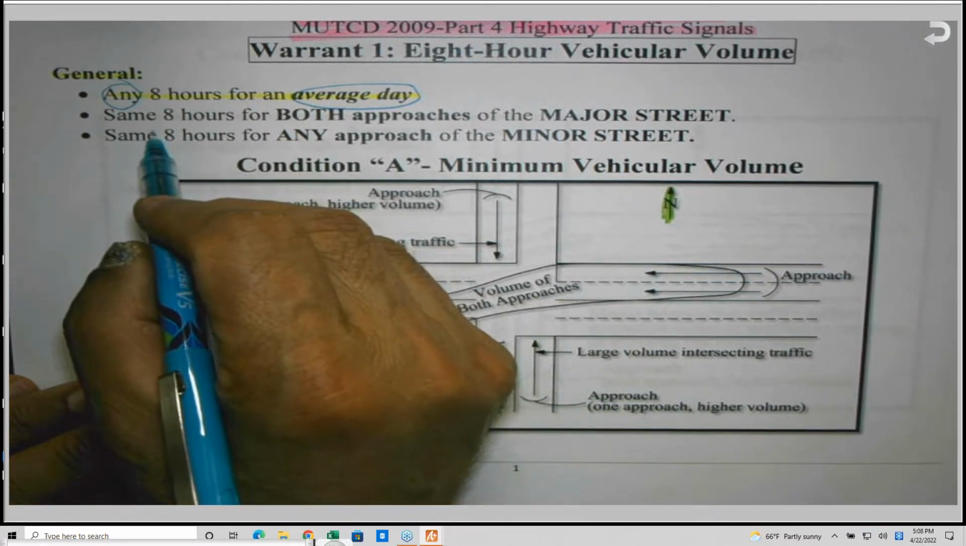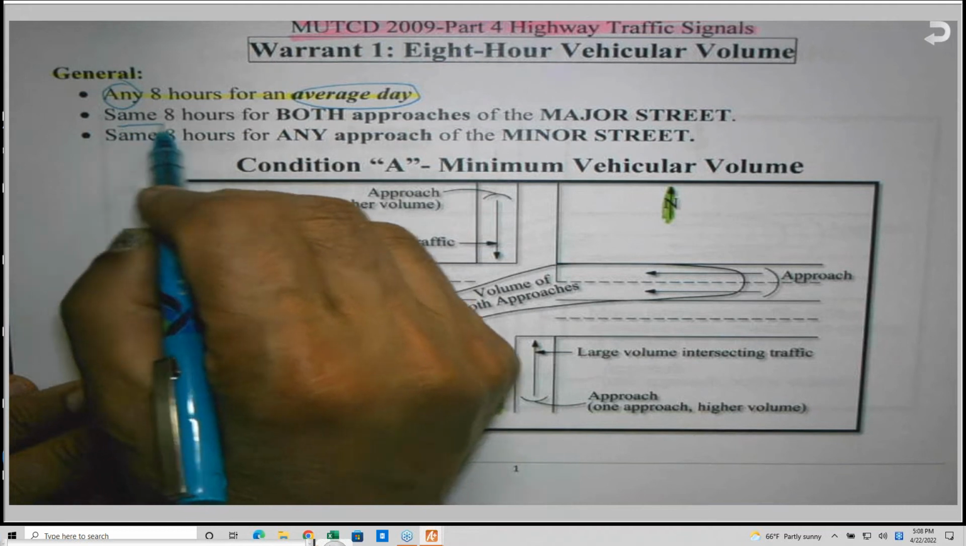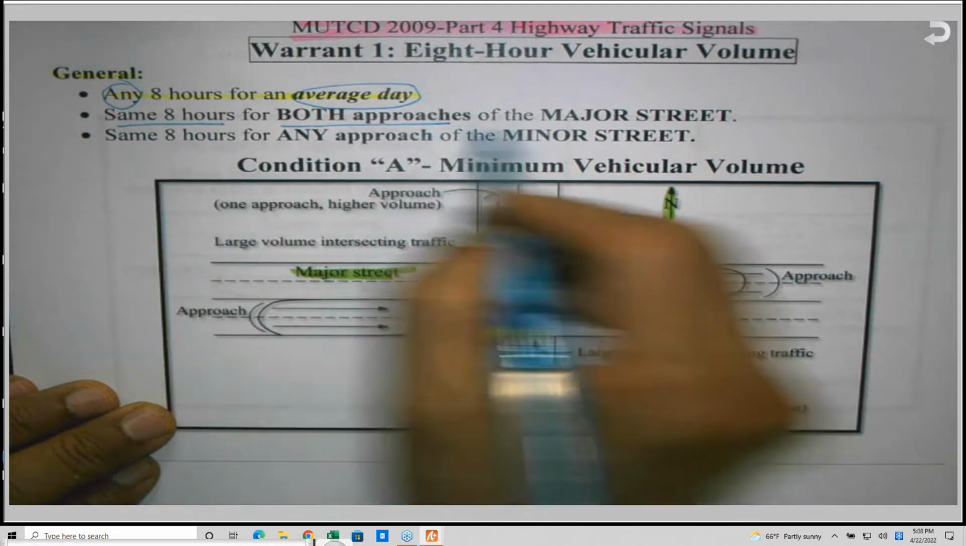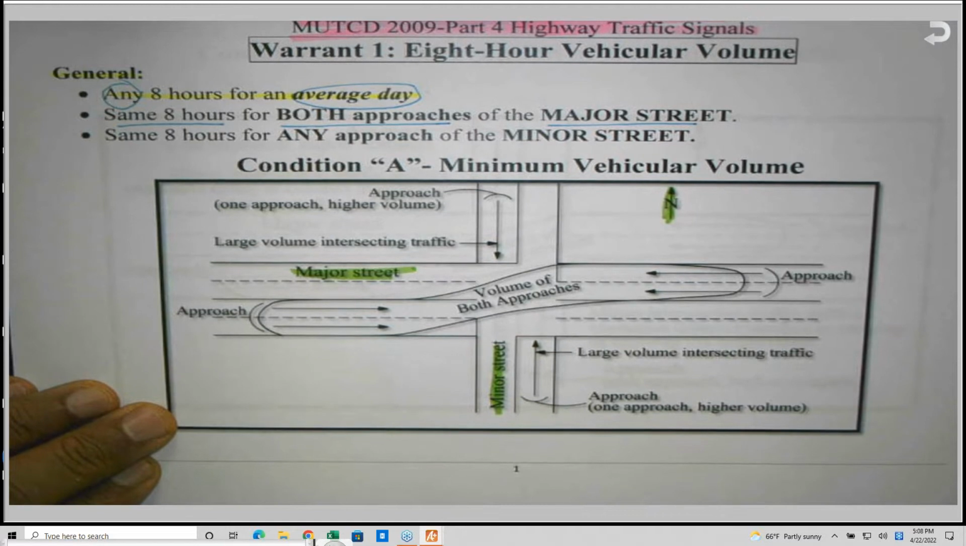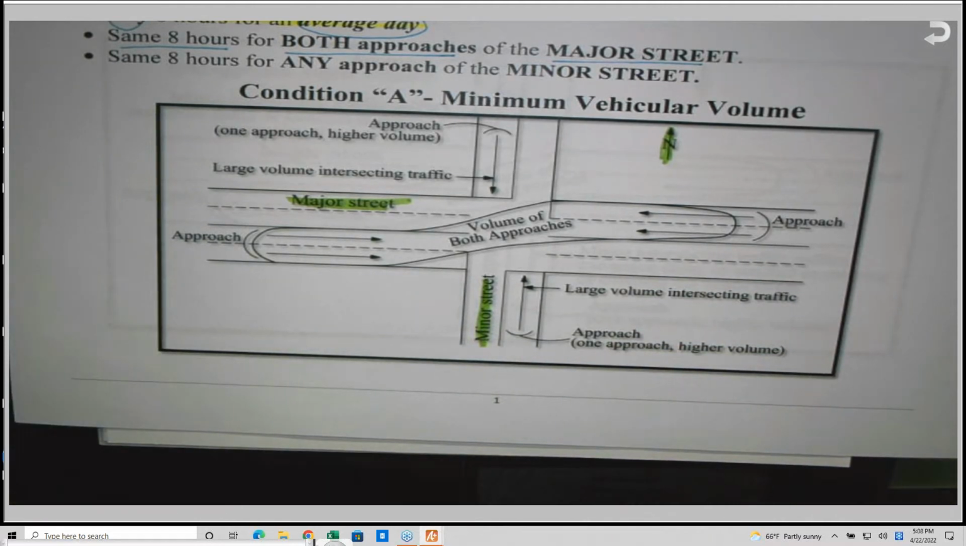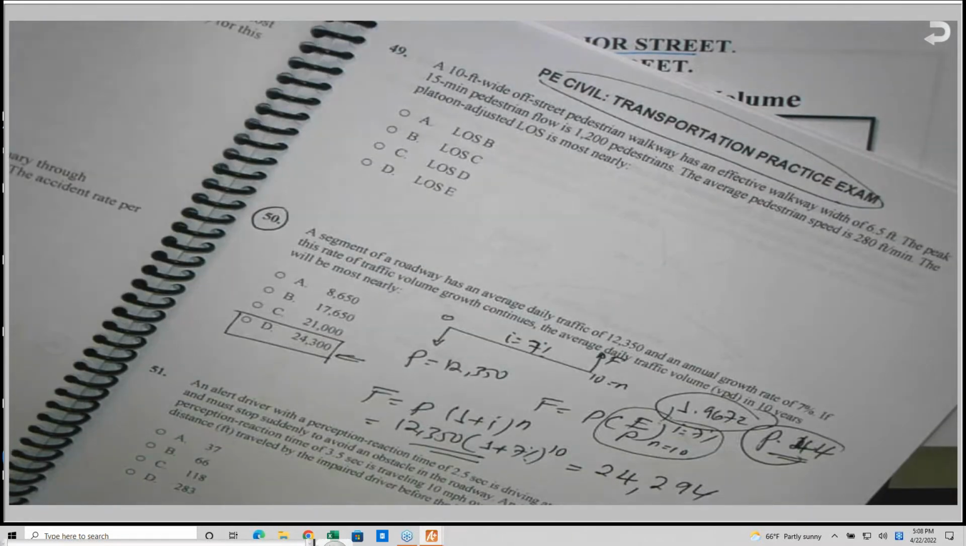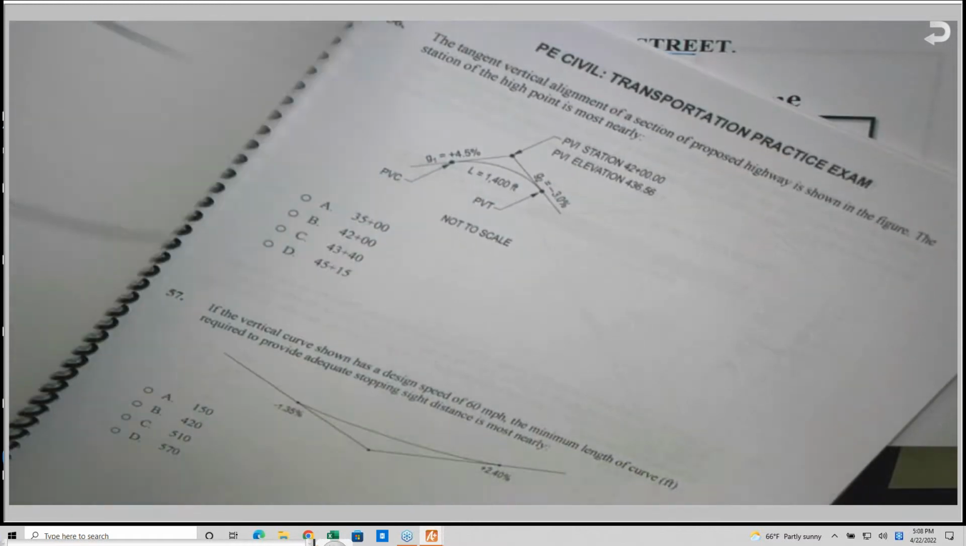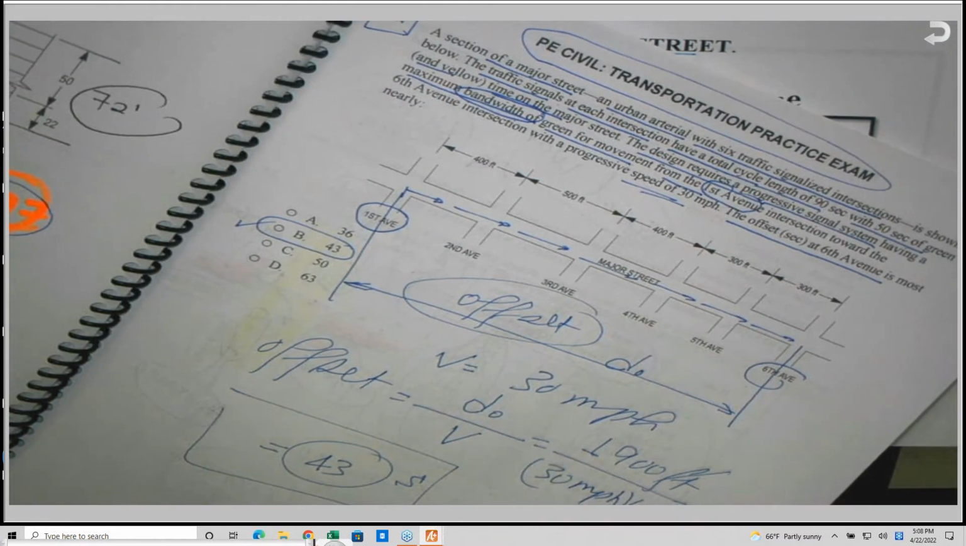When you look at the volumes, it must be the same 8 hours for both approaches of the major street. You will see some problems. The NCEES problem, as you know, the one we solved last time, it does have the volumes given. Let me bring the table that is related to the problem that we worked last time, and I'm sure that you still remember the problem.